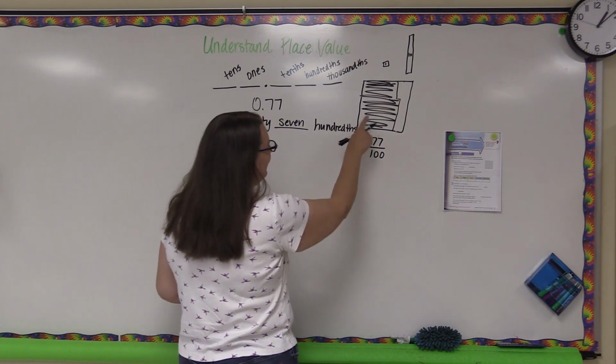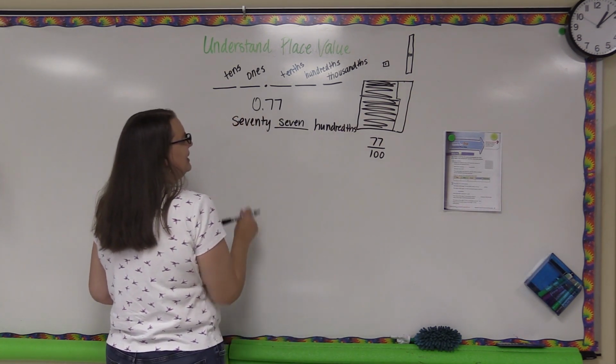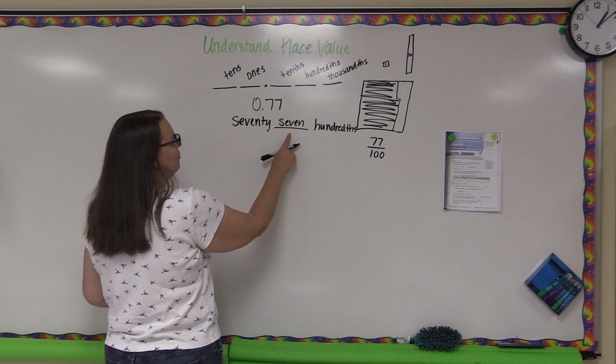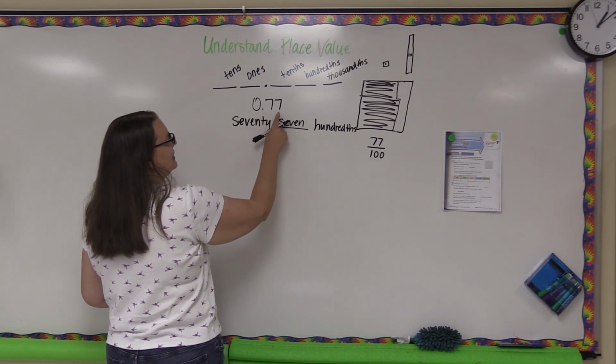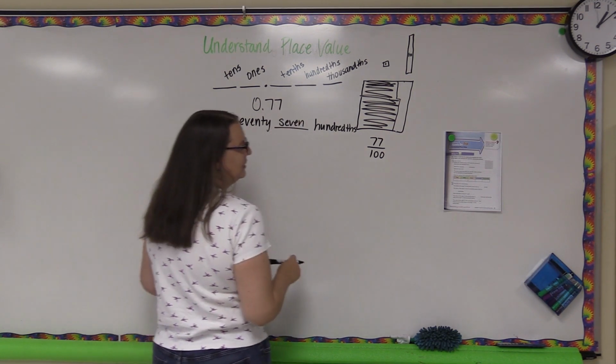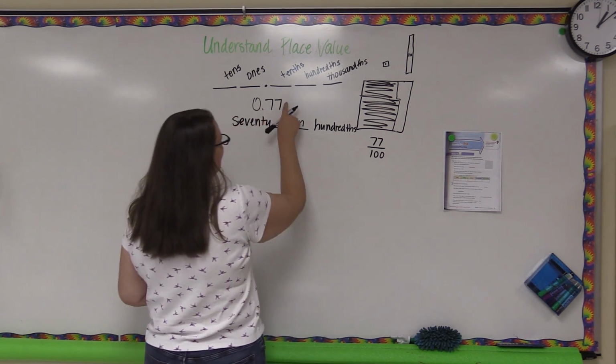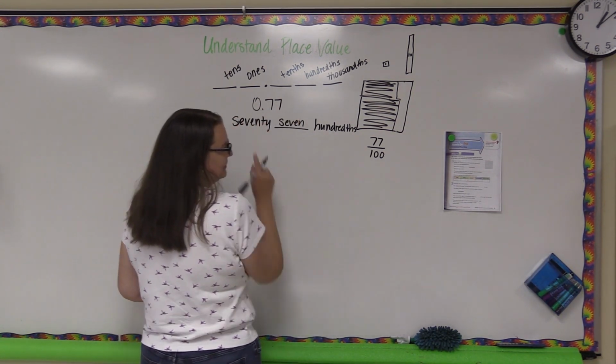Anyway, you're gonna have your 77 hundredths shaded in. We will have filled in the word form, 77 hundredths. The reason we say that is because this goes to the hundredths place. All right, standard form right here, word form right here.